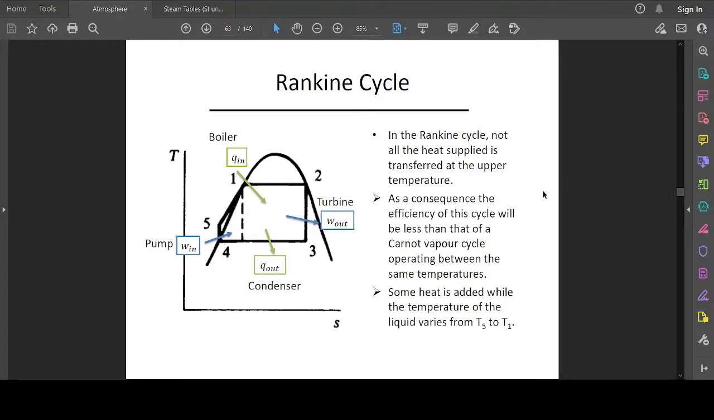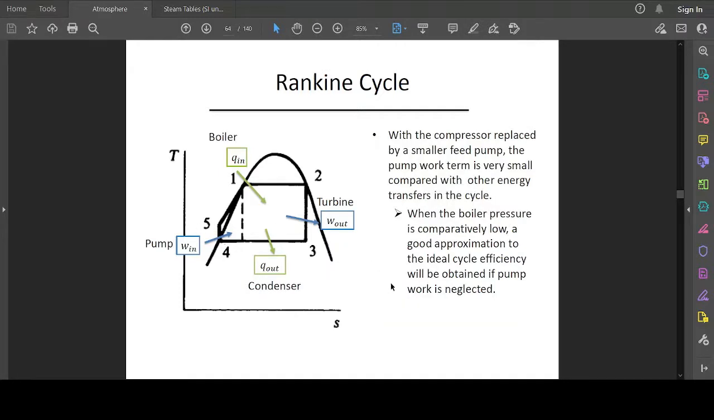So in the Rankine cycle, not all the heat supplied is transferred at the upper temperature. As a consequence, the efficiency of this cycle will be less than that of a Carnot vapor cycle operating between the same temperatures. Some heat is added while the temperature of the liquid varies from temperature at 5 to temperature at 1.